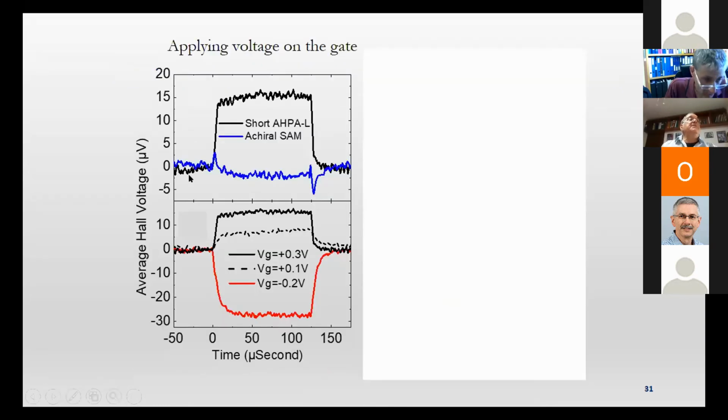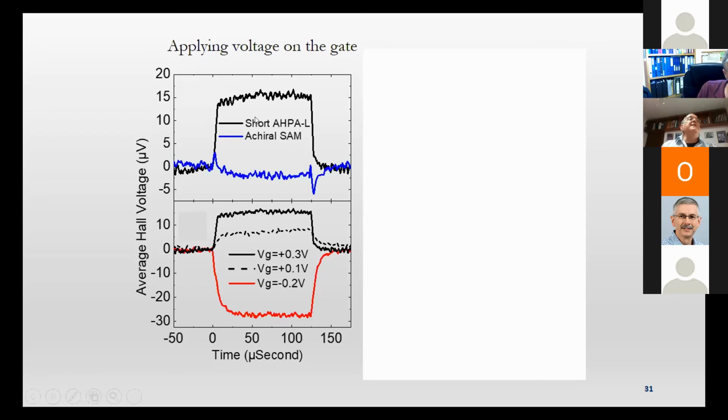What we observed was very surprising. We turned on the voltage, and as long as the voltage was on, we measured Hall potential. When we turned off the voltage, it turned off. If we used chiral molecules, there is no effect. Here you see the same effect when we change the gate, either up and down. Again, you see the same thing.